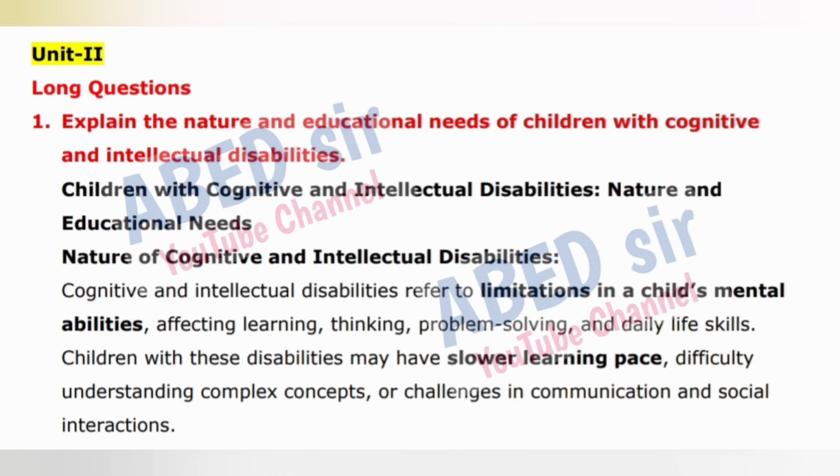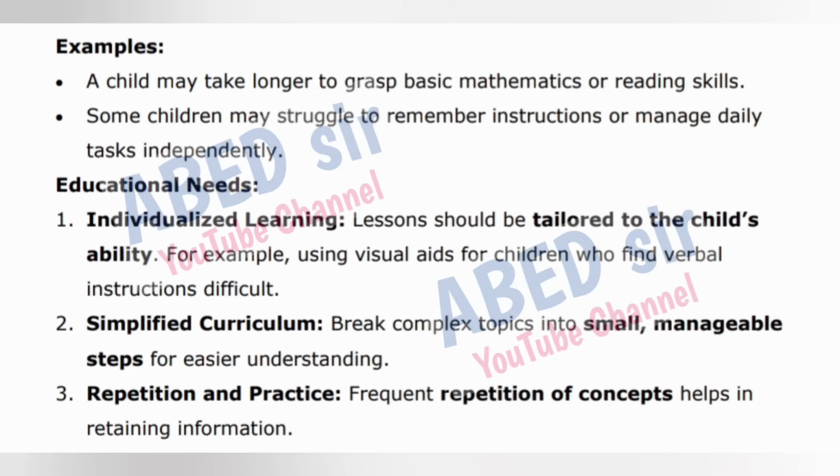Nature of cognitive and intellectual disabilities. Cognitive and intellectual disabilities refer to limitations in a child's mental abilities affecting learning, thinking, problem-solving, and daily life skills. Children with these disabilities may have a slower learning pace, difficulty understanding complex concepts, or challenges in communication and social interactions. Examples: a child may take longer to grasp basic mathematics or reading skills. Some children may struggle to remember instructions or manage daily tasks independently.